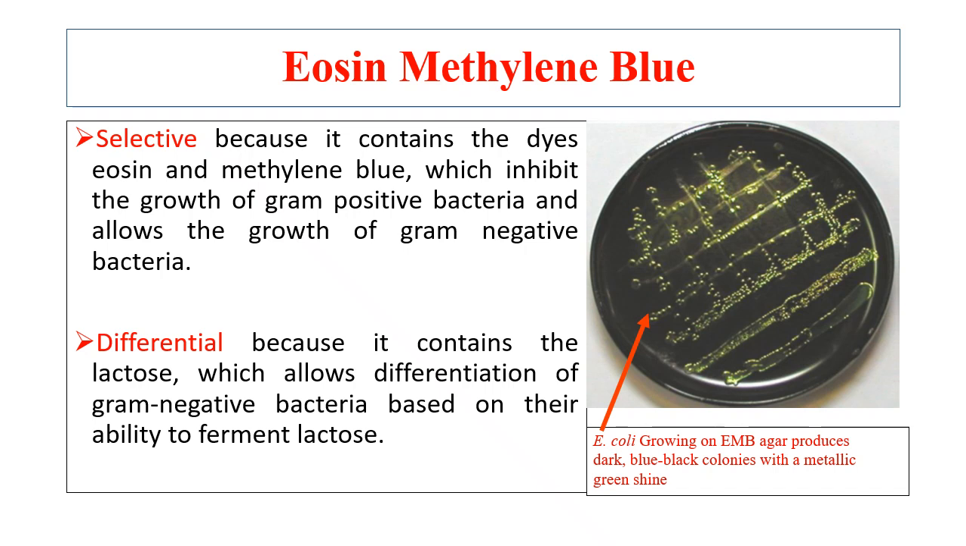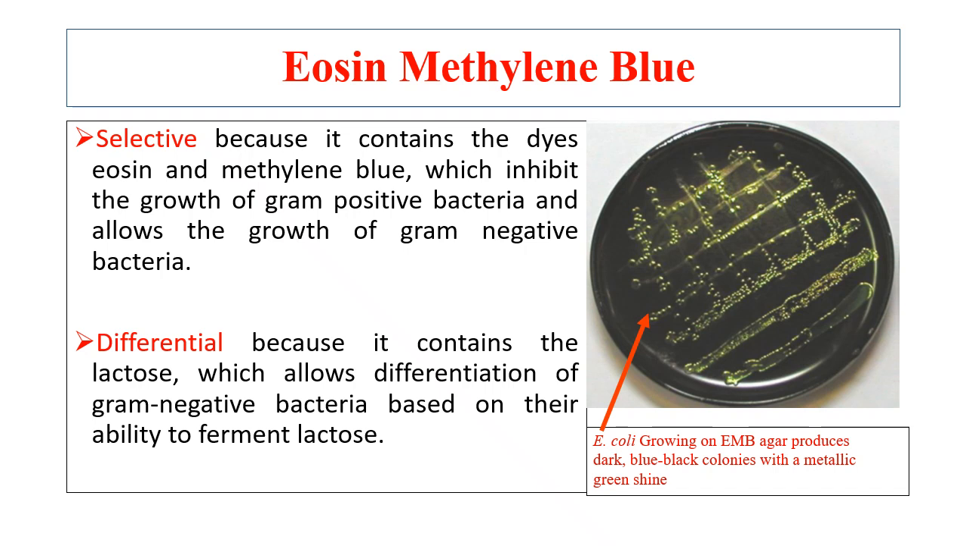E. coli, when grown on this type of media, leads to the fermentation of lactose and produces a large amount of acidity. This large amount of acidity reacts with this dye and leads to the color change, which produces the dark blue-black colony with a metallic green shine.